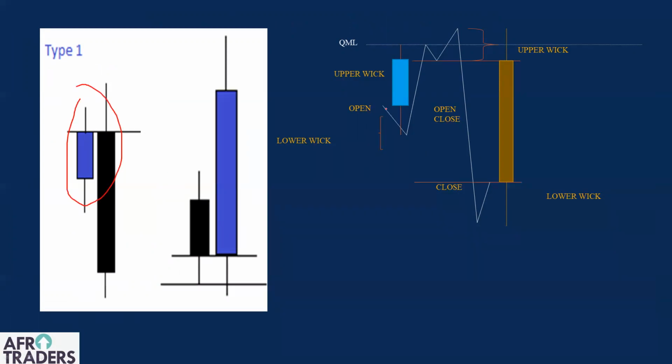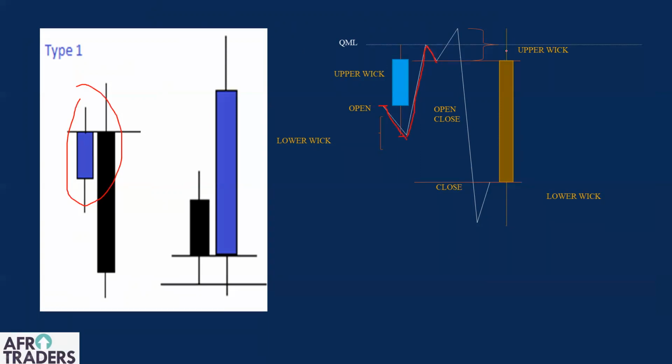So we see market opening here, right? And then trace down to create this particular wick. Then it trades to this level to create an upper wick here. So we have the upper wick. Then the market closes where? Closes at this level. So we have this pattern here.